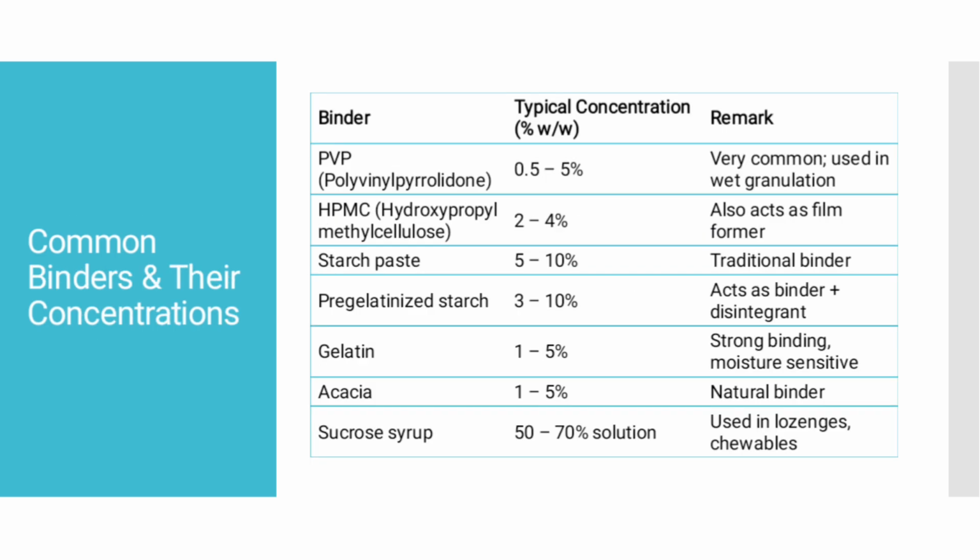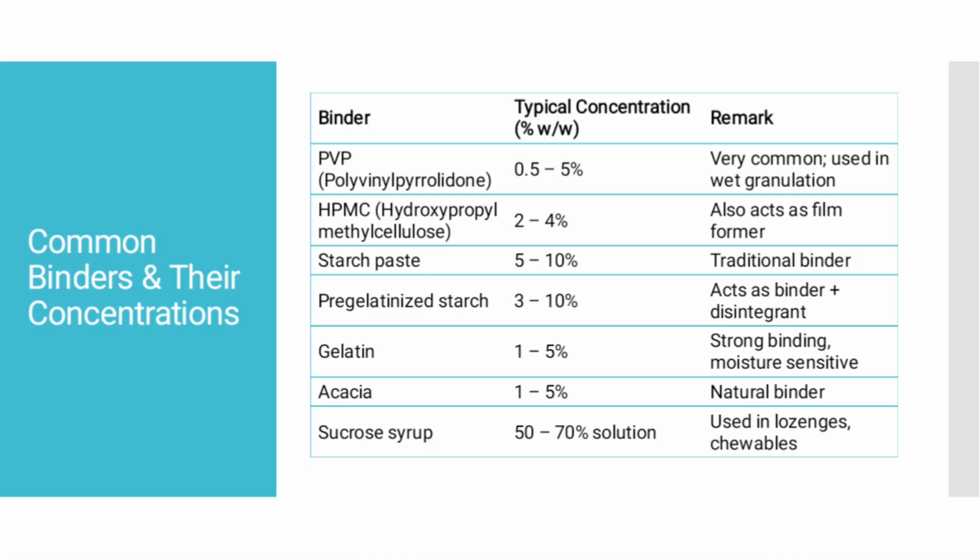Moving to next slide. So next slide is about common binders and their concentrations. So binders are excipients used to hold particles together, right? Whatever the powder particles are being used, they are held together with the help of these binders during tablet formulation. PVP is used in the range of 0.5 to 5%, which is very common and used in wet granulation. Then HPMC is used in typical concentration of 2 to 4% weight by weight and acts as a film former.